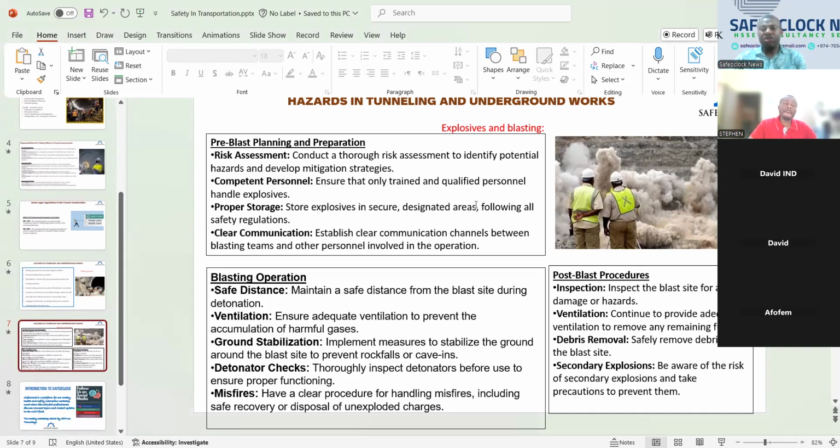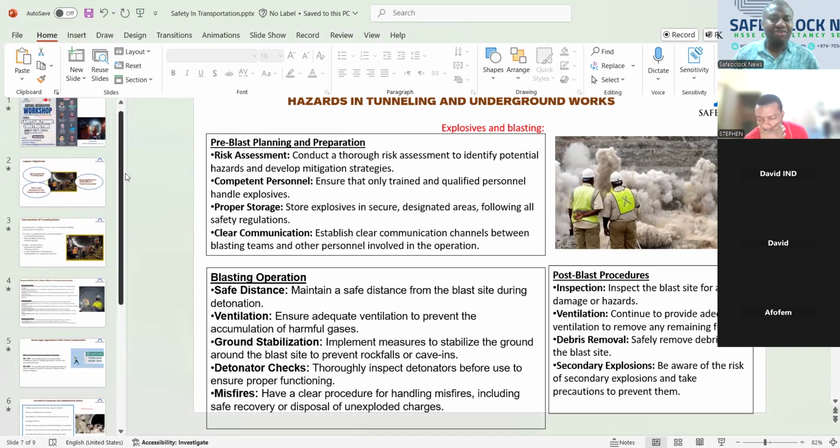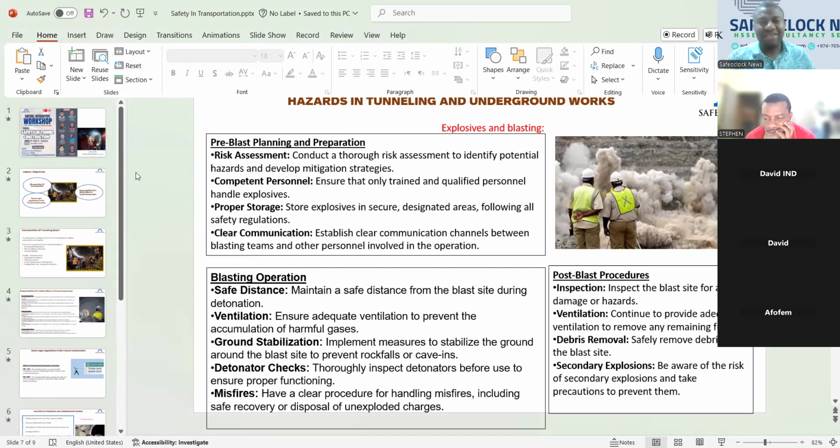Okay, just like I said, I will not be talking about every other thing. So I will stop here, and I will give room for others to contribute. I know David Nzelu is here. We worked in tunnels, so I know others will also have other things to contribute.